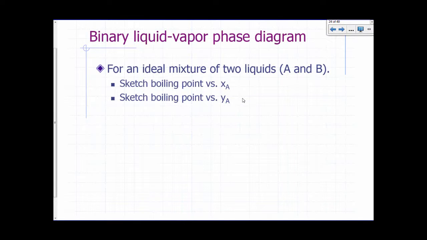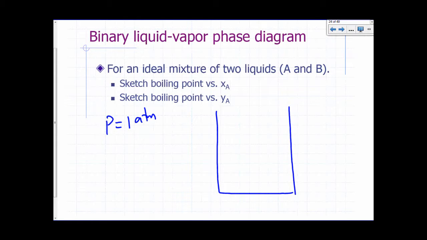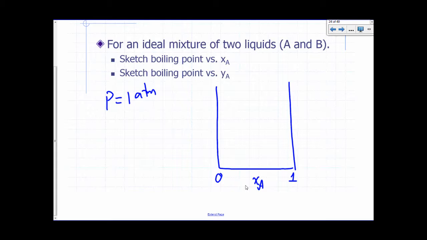Now, another type of liquid vapor phase diagram that is a little bit more useful to us for practical purposes in the lab is a boiling point diagram. A boiling point diagram is a diagram that usually you do at 1 atmosphere pressure. So at a pressure of 1 atmosphere, the normal boiling point, you can plot that versus mole fraction of A, X sub A going from 0 to 1. When you have pure A, that means mole fraction of A is 1, right? Then the boiling point might be something like this.